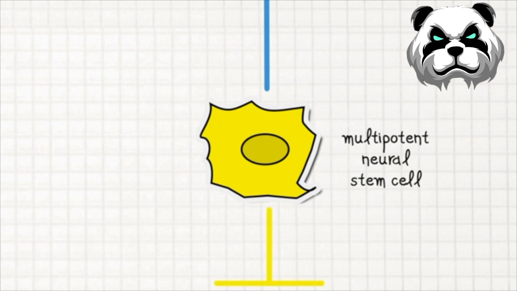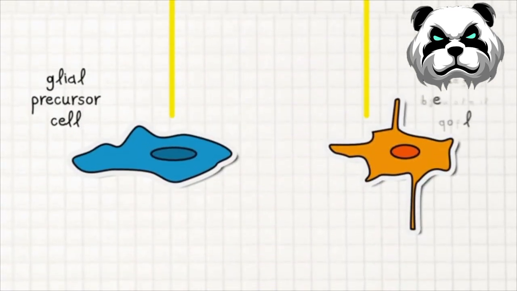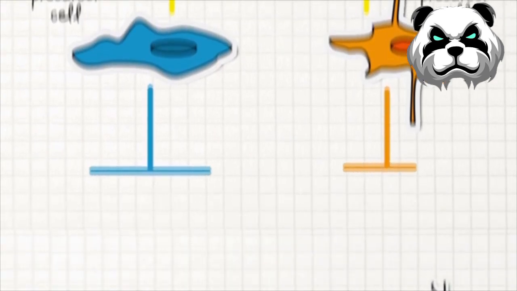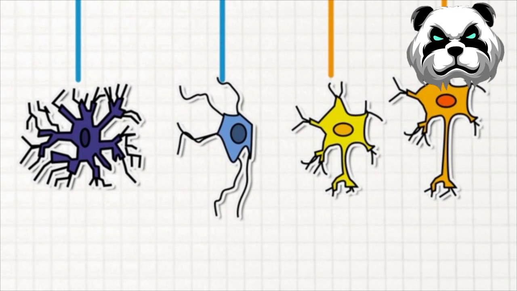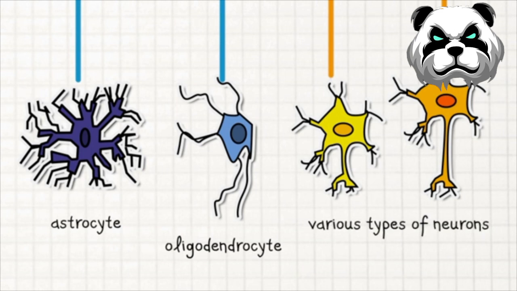The multipotent cell then has the choice to divide either into a glial precursor cell or into a neuronal precursor cell. Whichever path it chooses, it will lose some of its potency because a glial precursor will not be able to generate a neuron, and the neuronal precursor will not be able to divide into a glial cell. Then, the glial precursor will further differentiate into an astrocyte or oligodendrocyte, which are both glial cells, while the neuronal precursor will become one of the different types of neurons.